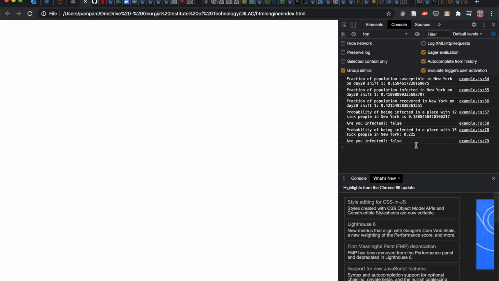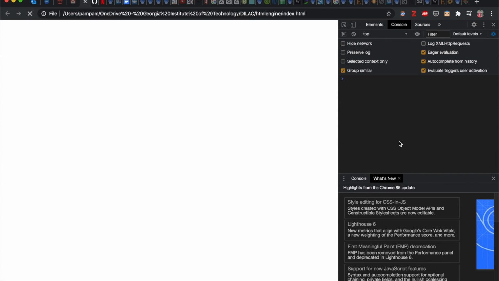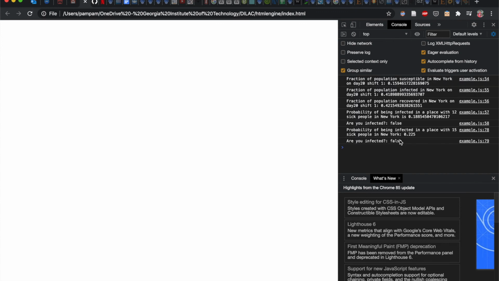And each time you refresh the page, you'll get a different result for whether you were infected or not. So right now, the location with 30 people on day 20 has 12 sick people and the chances of infection are around 19%. And here the player did not get infected. And on the other one with 15 sick people, your chances of infection is around 22% and you did get infected. Now, if I refresh the page, this will change.